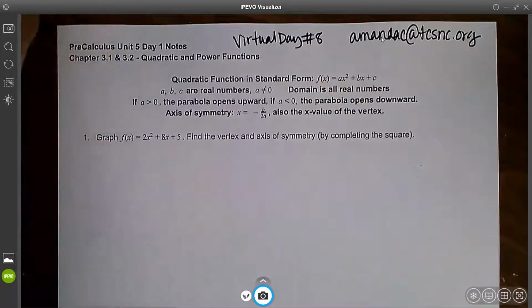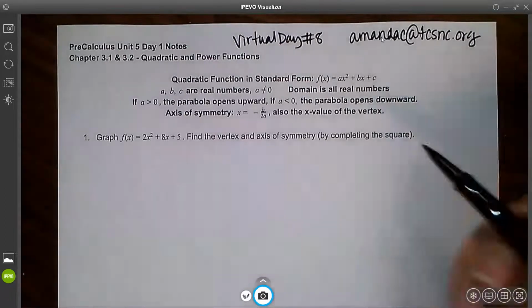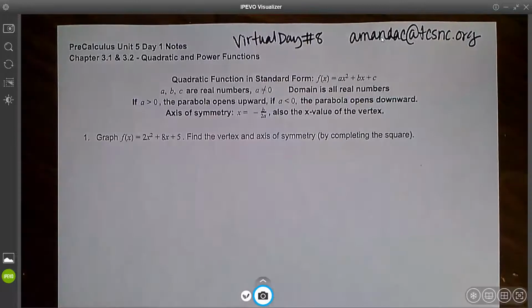Okay. So we're going to start with quadratic and power functions. So this is way back. Quadratic functions, this is standard form, y equals ax squared plus bx plus c. A, B, and C are real numbers, and A is not 0. If A were 0, then it would be a linear equation. The domain for all quadratics is all real numbers.